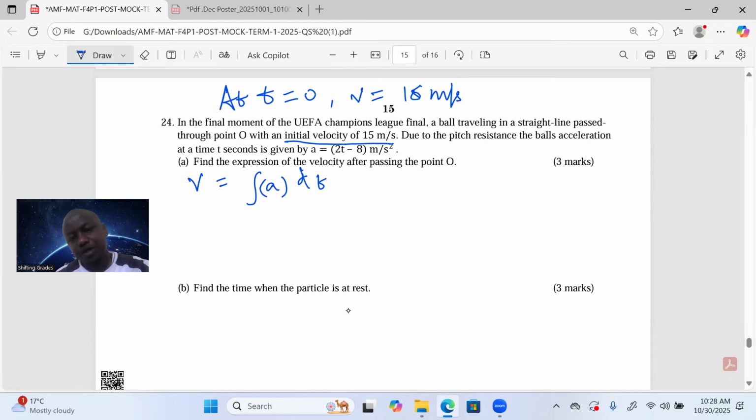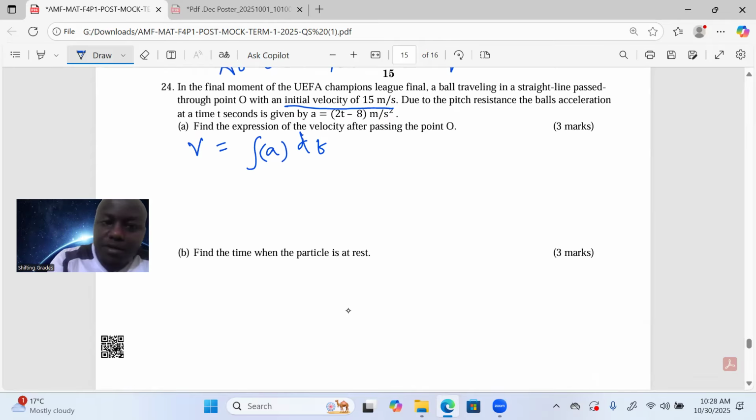Acceleration with respect to time. Therefore, now the velocity function shall be equal to, we now integrate these. The power of t becomes 2, but the new power should divide everything, making 2 divided by 2 to cancel out, minus 8t is introduced there, then plus an arbitrary constant c.